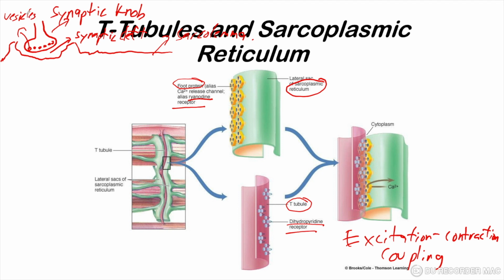Again, this synaptic knob right here is still part of, it's the end portion of your nerve. Remember? Your nerve. That's the end portion of your nerve.